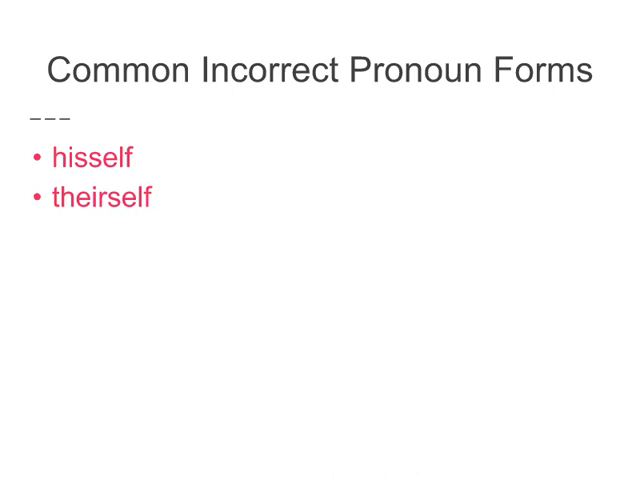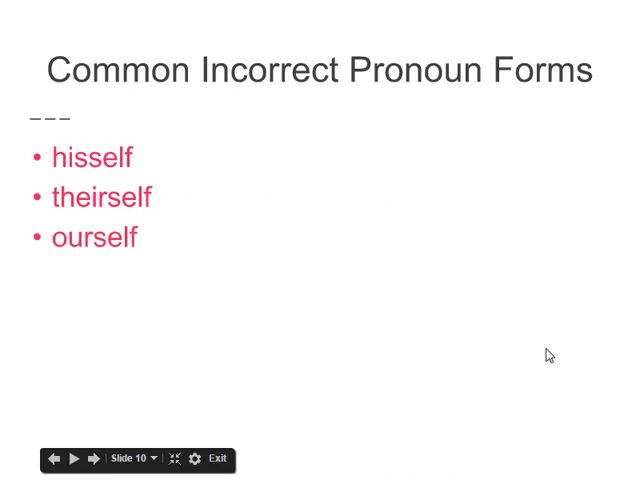Again, these are forms that we use when we're speaking very quickly and casually. They should not appear in our writing. "Ourself," same thing. Self is singular, our is plural. How can there be an "ourself"? There's only one form for that. It's "ourselves."